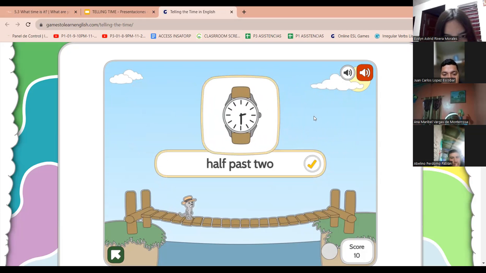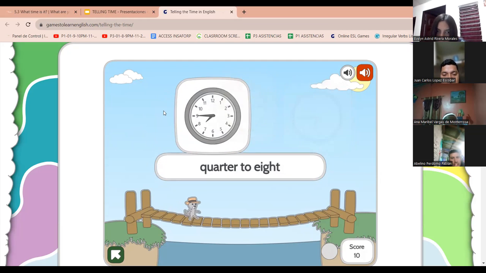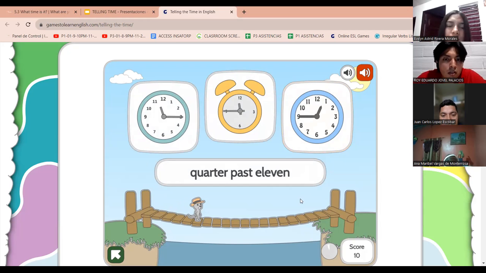9:00. Good. It's quarter to 8. 8:15. Yeah. Option 1. Number 1. 2:01. Okay, good. 1. Quarter past 11. Quarter past 11? Option one. Number one.